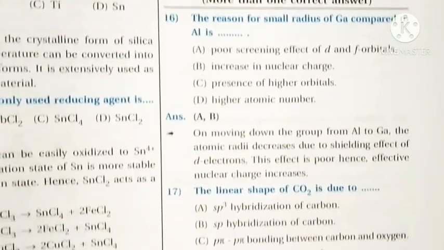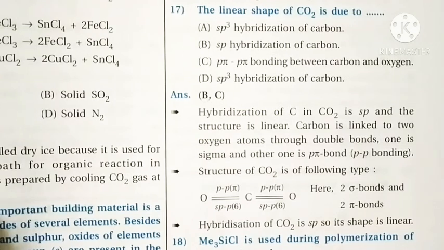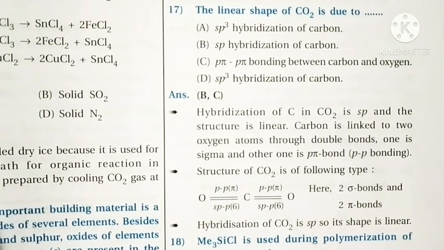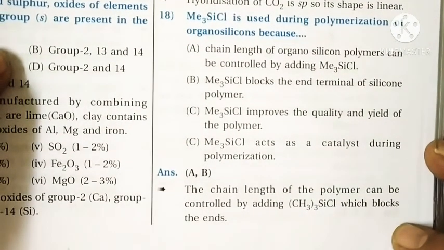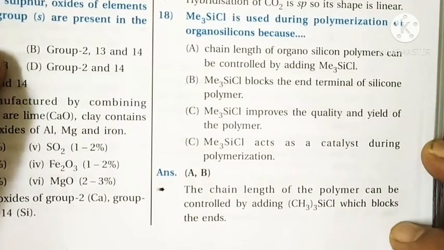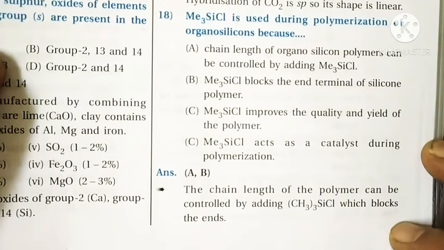Okay. The linear shape of CO2, what is the meaning? sp hybridization of carbon, yes, and p-pi bonding between carbon and oxygen. Okay, so the structure of CO2 is linear in nature. Third one. Me3SiCl is used during polymerization of organosilane because chain length of organosilane polymers can be controlled by adding Me3SiCl, which blocks the end. Okay, number 2, Me3SiCl blocks the terminal of the silicon polymer. So A and B both are correct answers.